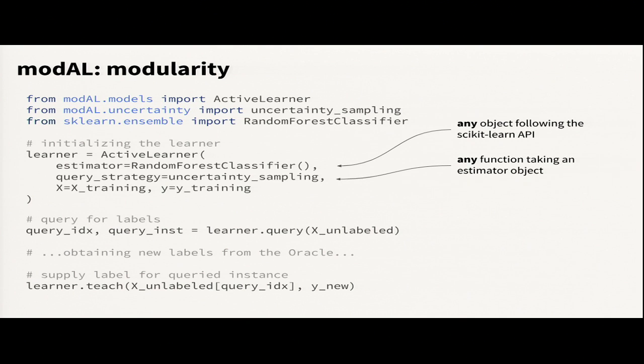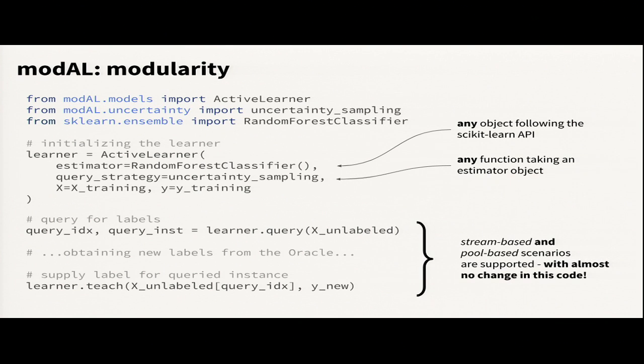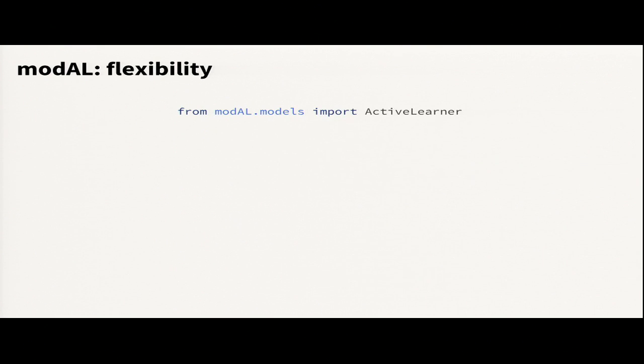So only one object which you have to work with. You don't have several objects. The data is in NumPy array formats, so it follows the scikit-learn conventions. And this is also very uniform, because with almost minimal changes, you can experiment with very different active learning algorithms. So it's good for prototyping and good for research. So basically, this is what I mean when I say it's flexible.